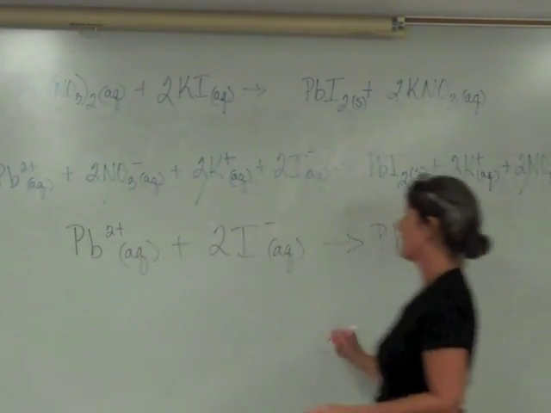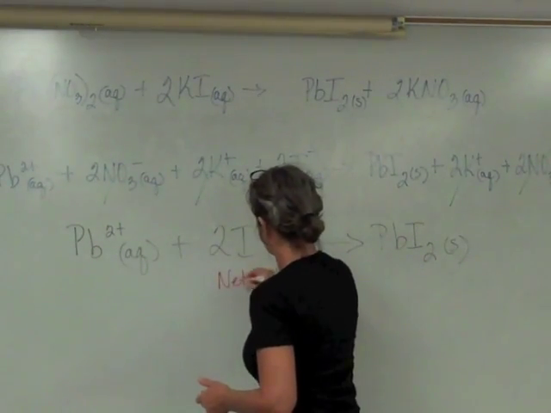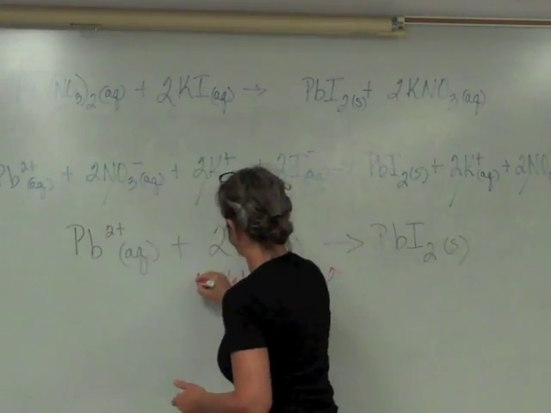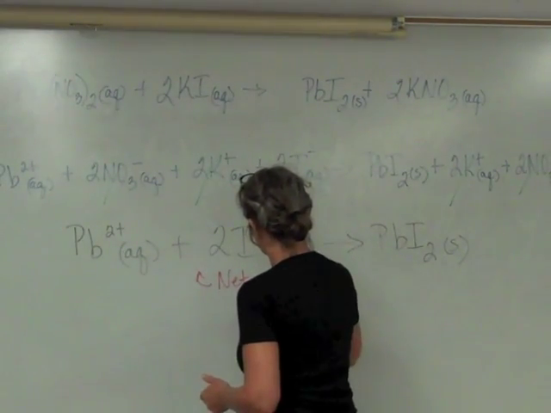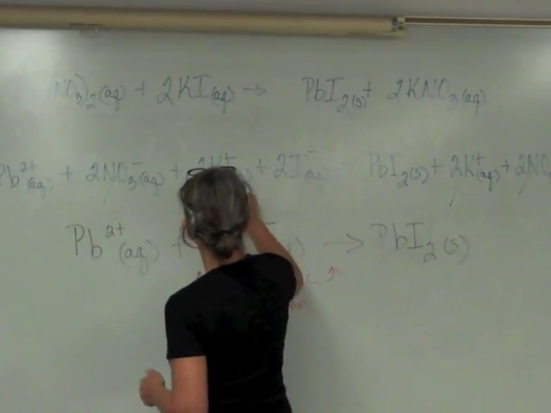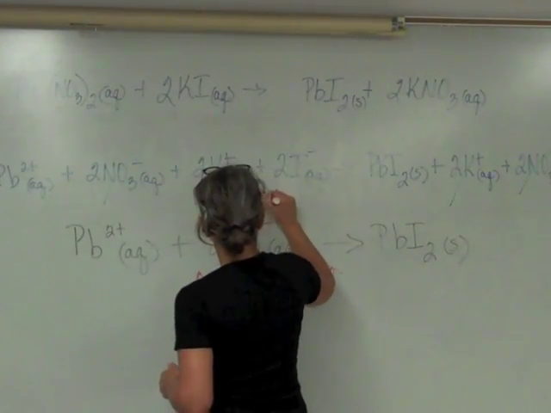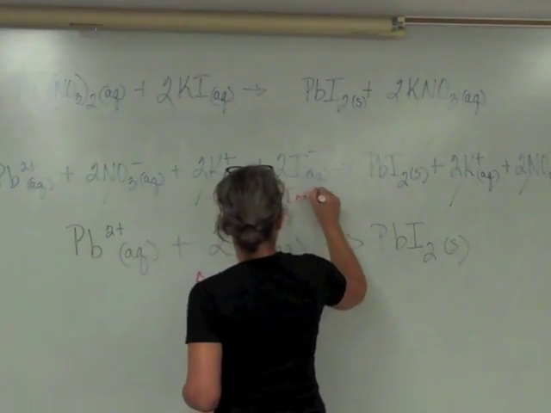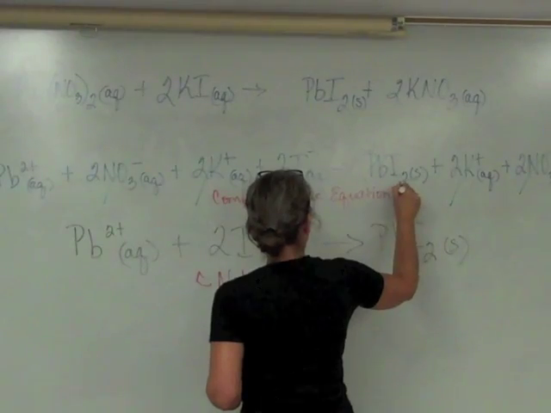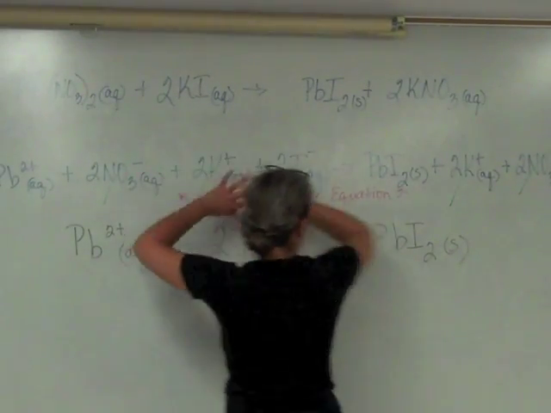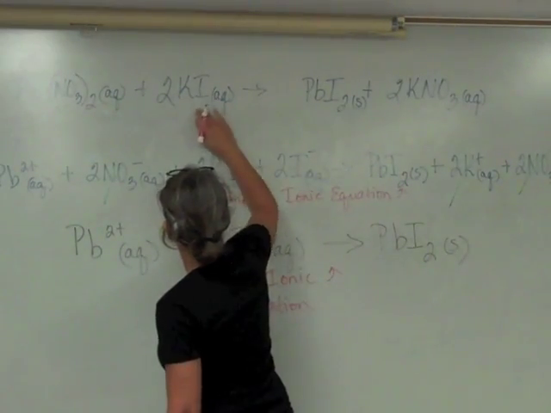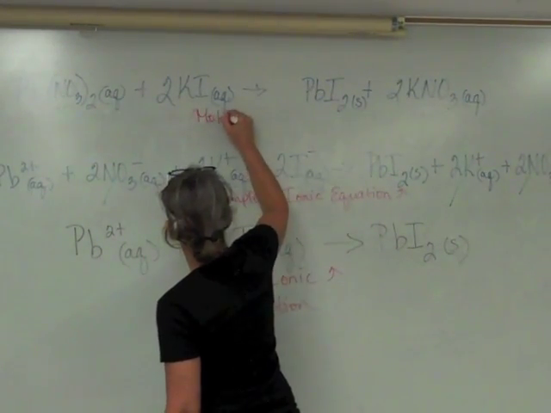So this one is the net ionic equation. This one is the complete ionic equation. This whole thing, I'm talking about this whole thing. And this one is the complete, we're just going to call it a molecular equation.